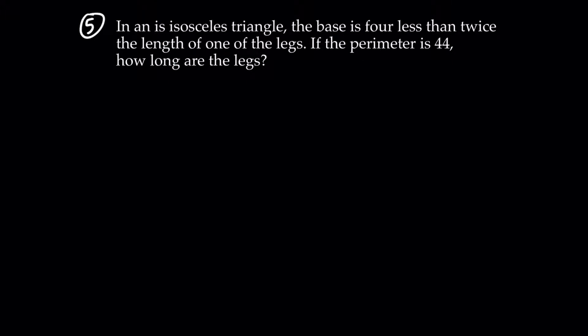Number 5, in an isosceles triangle, yep, you're not done with geometry just yet, the base is 4 less than twice the length of one of those legs. If the perimeter is 44, how long are the legs?